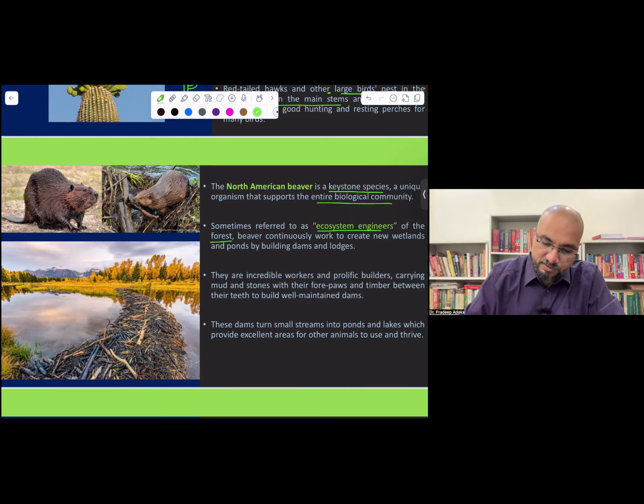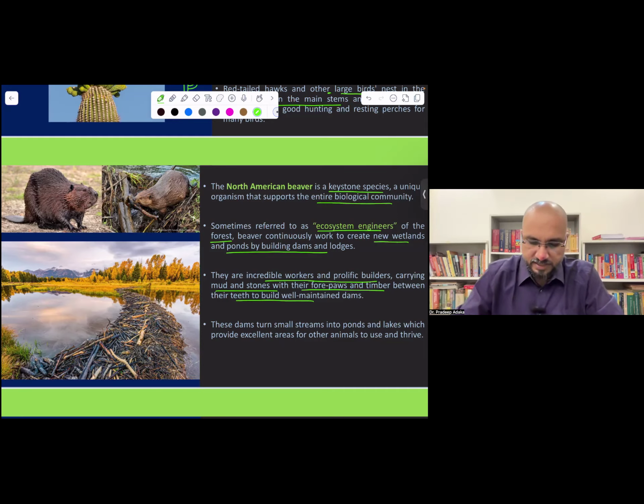So these beavers, they continuously work to create new wetlands and ponds by building dams and lodges. They will collect the wood slowly and make a barrier to the flow of water, leading to the development of wetland in that area. So they are incredible workers and prolific builders, carrying mud and stones with their forepaws and timber between their teeth to build well maintained dams. These dams turn small streams into ponds and lakes, which provide excellent areas for other animals to use and thrive.